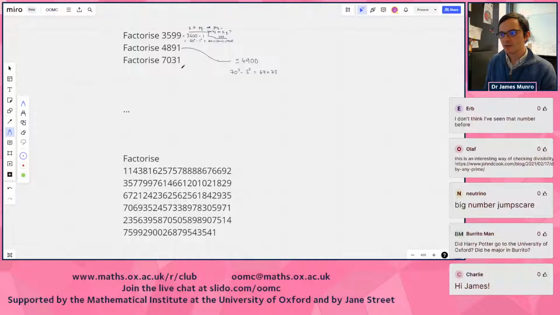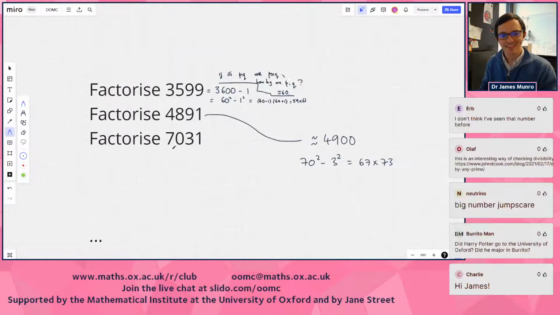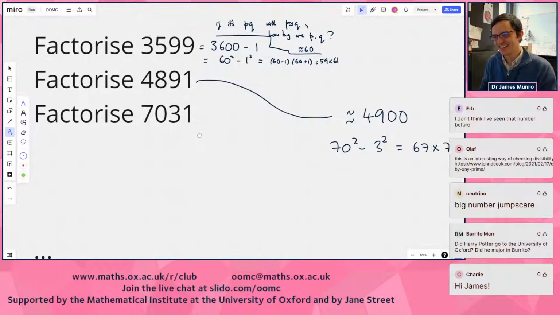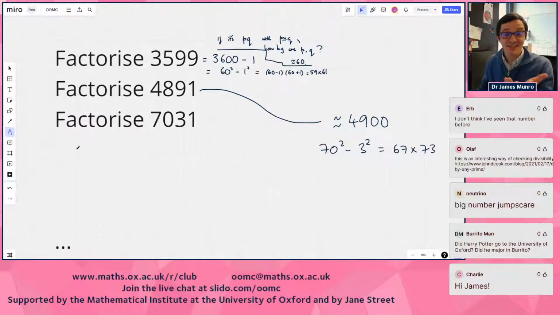7,031 I include because I want to be really clear that we're looking for a large square that's a little bit more than the number in front of us. Let me say that again. If you're playing along at home and you want the large number, I hope you've copied down the large number because I'm going to zoom in again. The large number's there for a reason, don't worry.